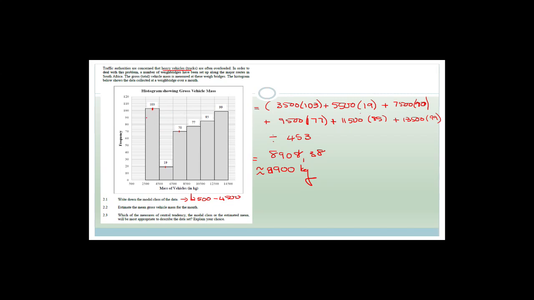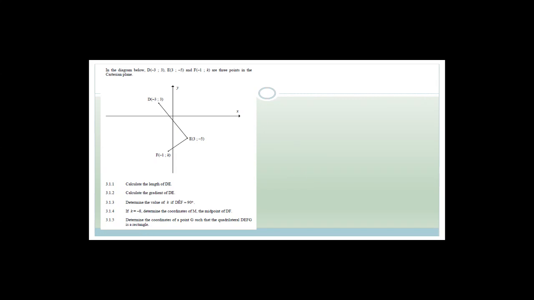This is saying that there happen to be a lot of normal cars between 2,500 and 4,500 that are going through, but do you see that there's a large majority here of very heavy trucks? So therefore I would say that this is a better estimate of the data set. Right, now let's carry on.